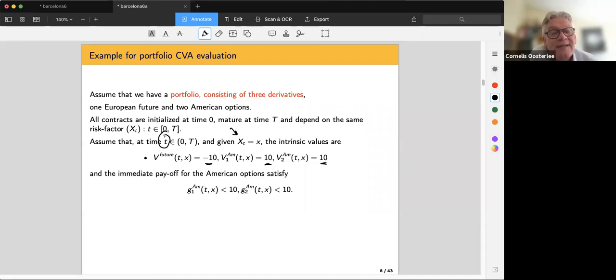And we would know that at this time little t, the immediate payoff of the American options would satisfy the following. It should all be an H, and this should be a little v. Then the immediate payoff of the first American option would be less than 10, and the immediate payoff of the second American option would also be less than 10. Suppose we know this. This is the setting now. We have -10, we have +10 and +10. And if we would exercise the first one, we would get less than 10. If we would exercise the second one, we would get less than 10.